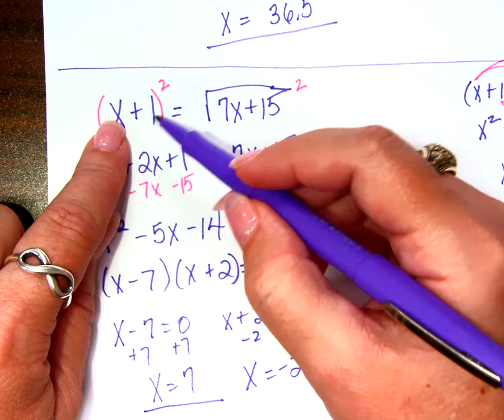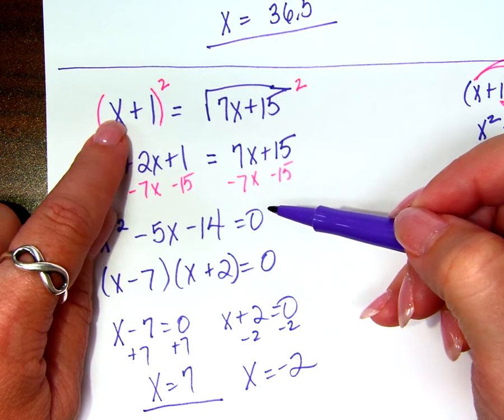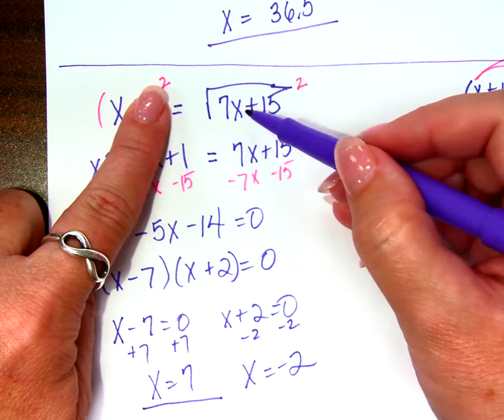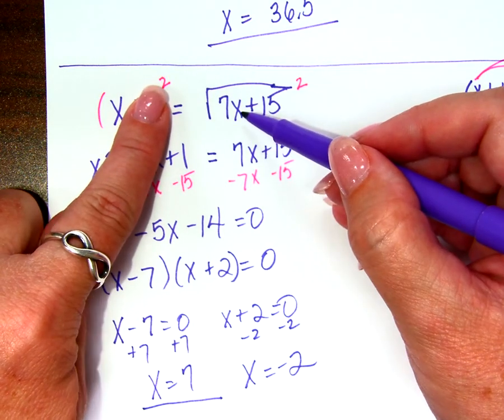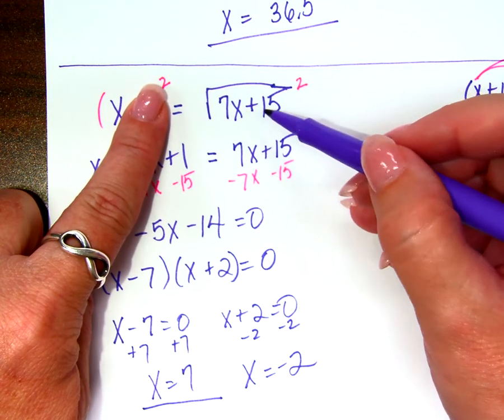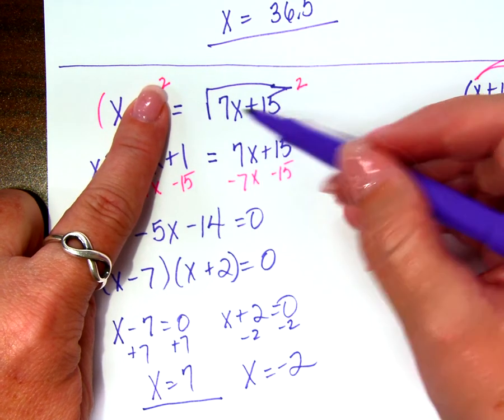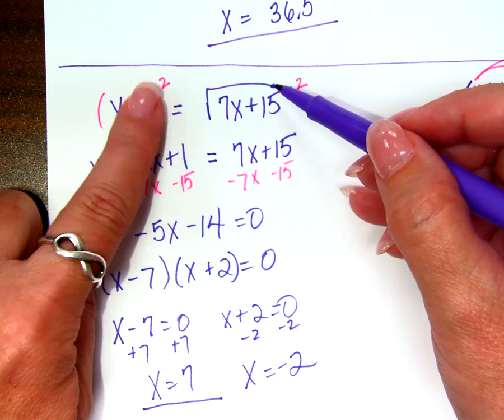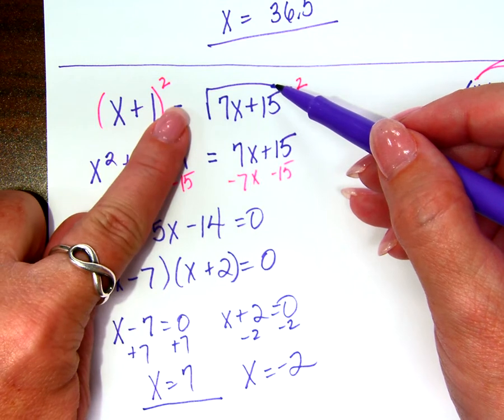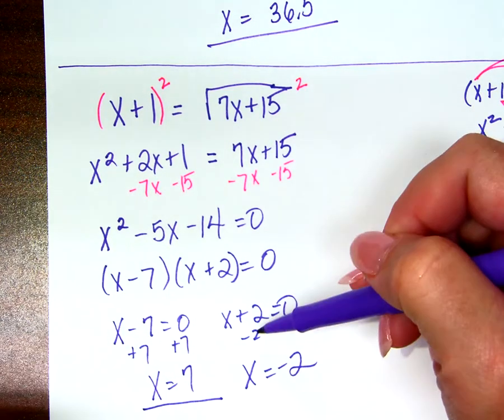Negative 2 plus 1, negative 1. Okay. 7 times negative 2, negative 14 plus 15. It's 1, right? What's the square root of 1? Does negative 1 equal 1? Did we do something wrong?